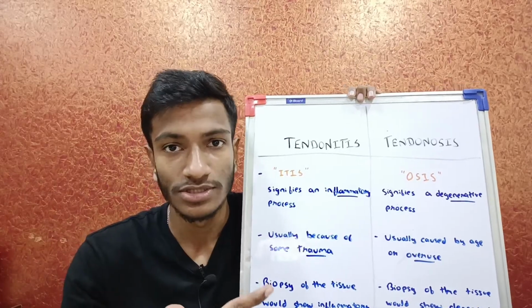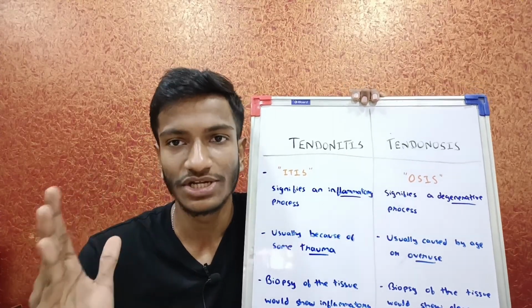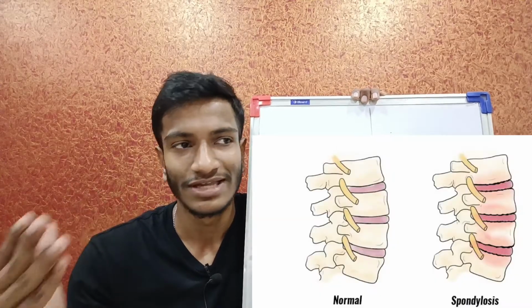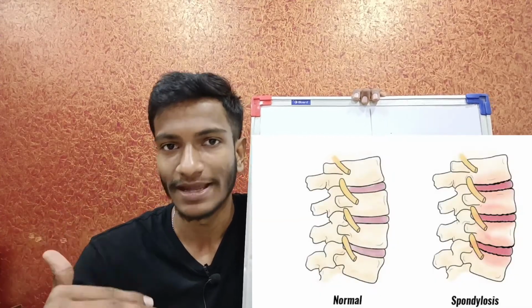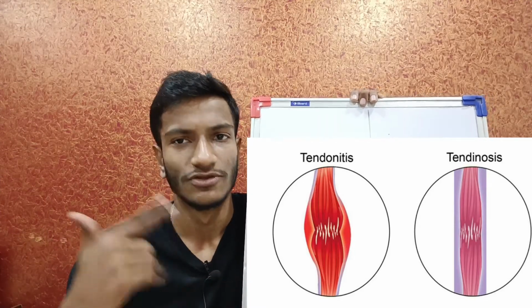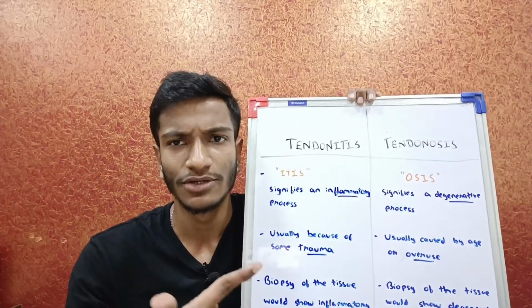Whereas in tendinosis, osis refers to a degenerative process. You might have heard terms like spondylosis, which is a degenerative process of the spine. Tendinosis is a degenerative process of the tendon. So that is the one difference between tendinitis and tendinosis.